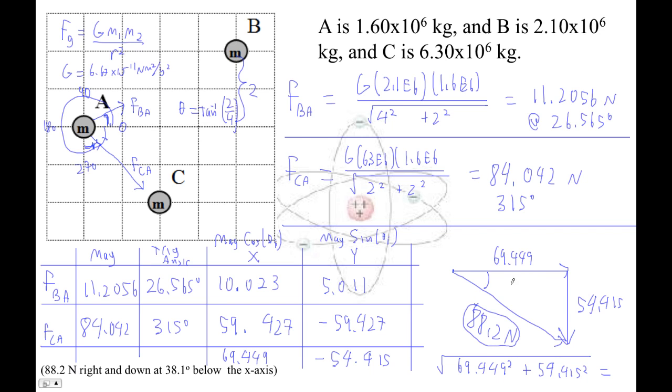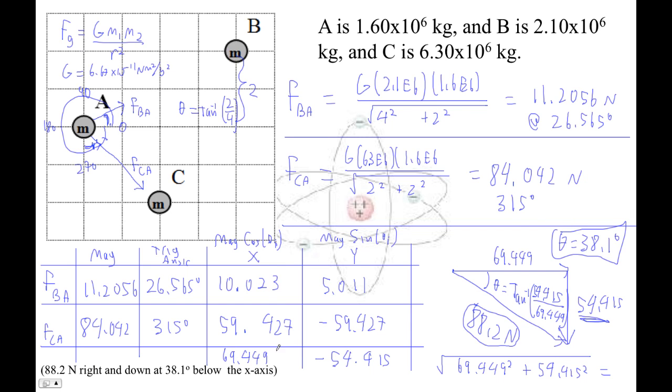And now let's find that angle there. That angle is going to be the inverse tan of this guy, 54.415 divided by 69.449. So inverse tan of that divided by that, and I get 38.1 degrees, 38.08 degrees. So that angle theta is 38.08 degrees.